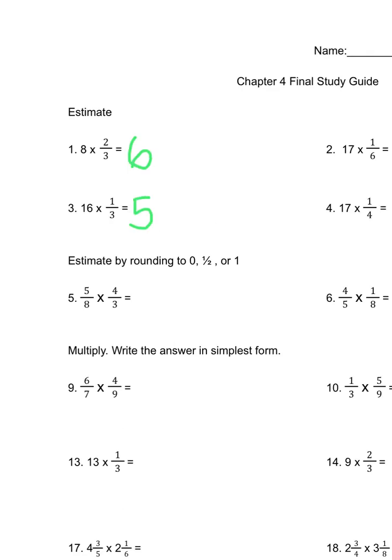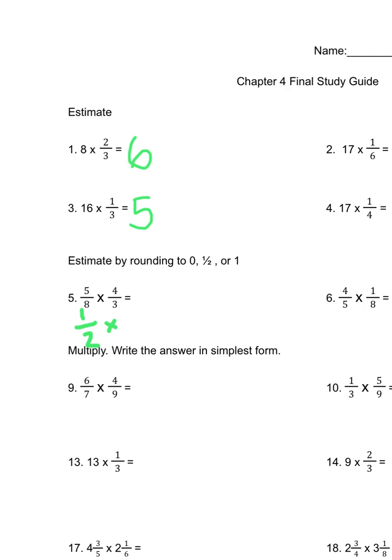So number 5, estimate by rounding to 0, 1/2, or 1. So what you're going to ask yourself is, is 5/8 closer to 0, 1/2, or 1? And I would say 5/8 is closest to a half, because a half would be 4/8. So I would write 1/2 right here, just so we remember what it's closest to.